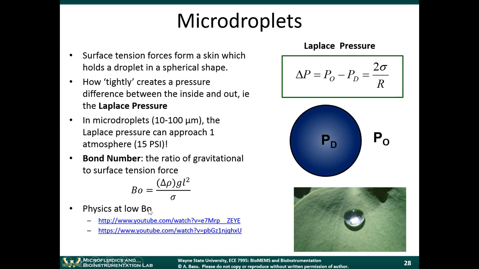The gravitational force will want the droplet to deform into a puddle, right? If you have a droplet sitting on a surface. Surface tension force will try to keep it spherical. The gravitational force will try to make it into a puddle. So the bond number describes, at low bond number, you end up getting drops that look like this. At larger bond numbers, you end up getting puddles.